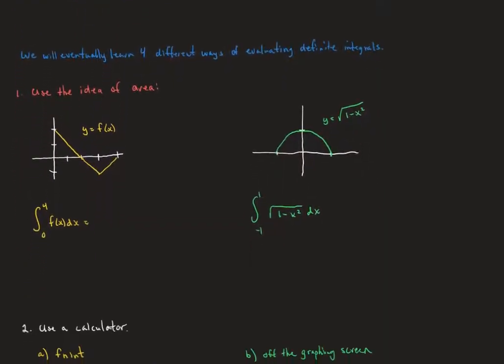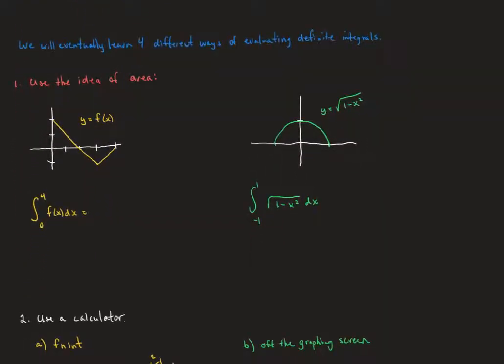So we are going to eventually learn 4 different ways for evaluating these definite integrals. Today we're going to start with 2 of them. One is to use the idea of area, or this idea of a signed area. With this, when we have our function f of x given by these straight line segments, then our integral from 0 to 4 of f of x is this signed area between the curve and the x-axis.